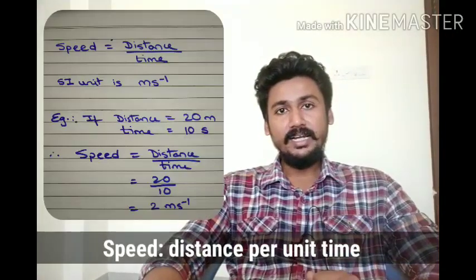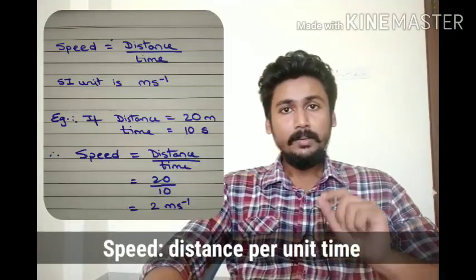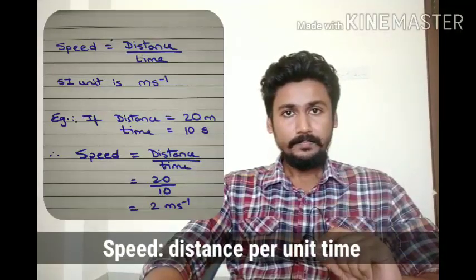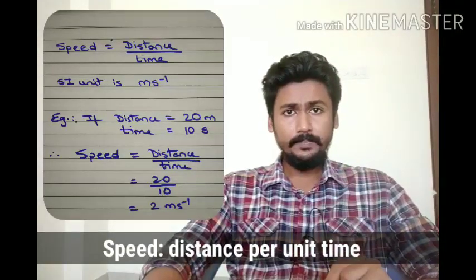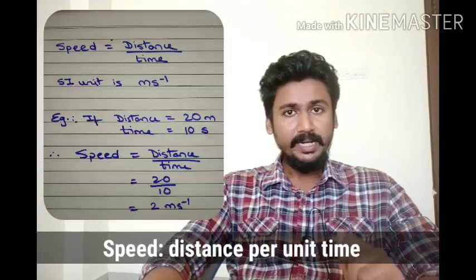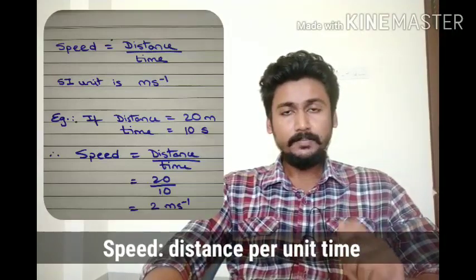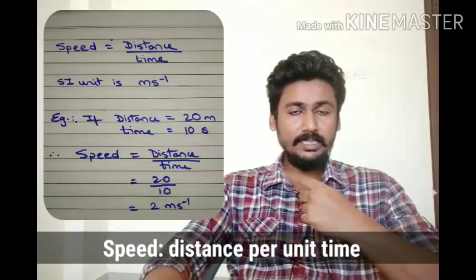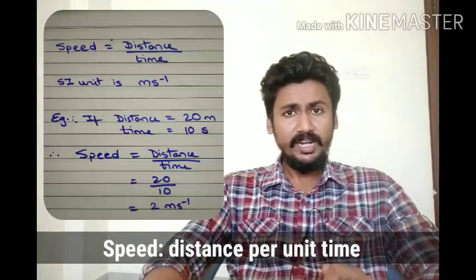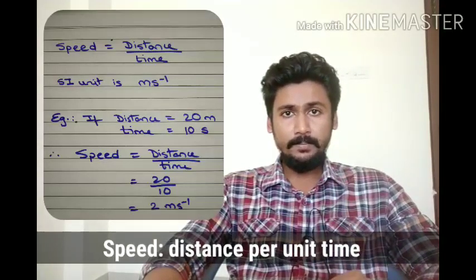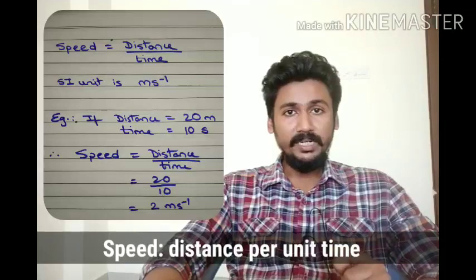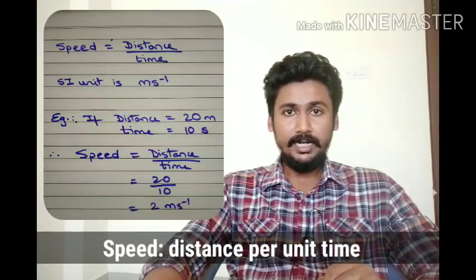Next concept is speed. Speed is defined as distance traveled per unit time. Unit time means 1 second. So once again, speed is defined as distance traveled per unit time. This is the formula. So speed we write as distance upon time. SI unit of speed is meter per second.